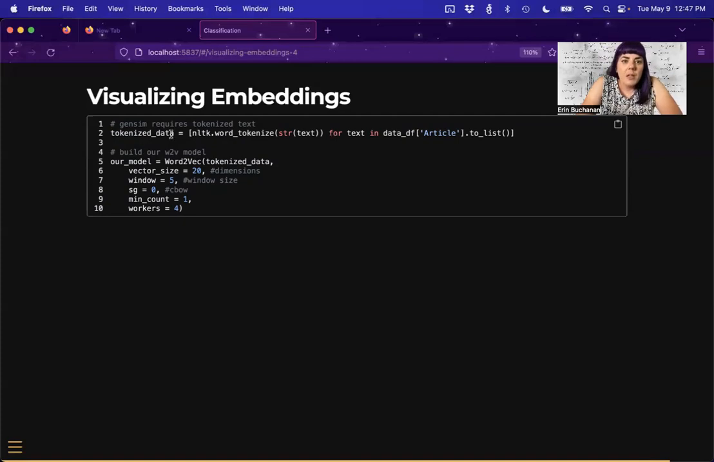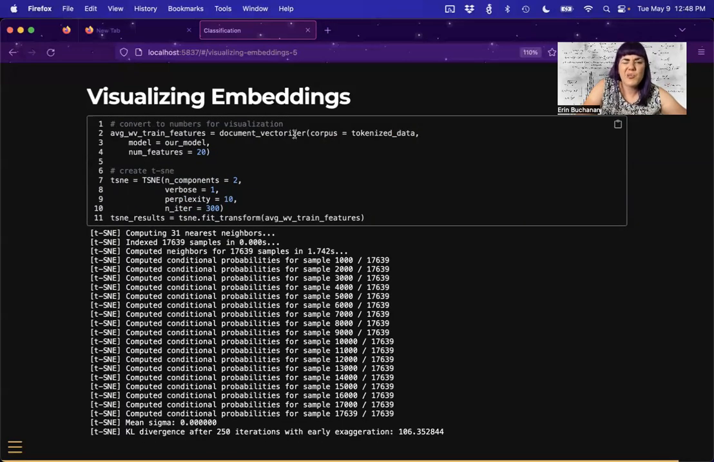So I tokenized the data. I put it into my Word2Vec model because I've already cleaned it. I've done my pre-processing. And this is also to show you that you have to tokenize the data to go into Gensim. So here's our tokenized data. I'm going to say there's 20 dimensions because there's 20 newsgroups, why not? With a window size of 5, a CBOW model, and a minimum frequency of 1.